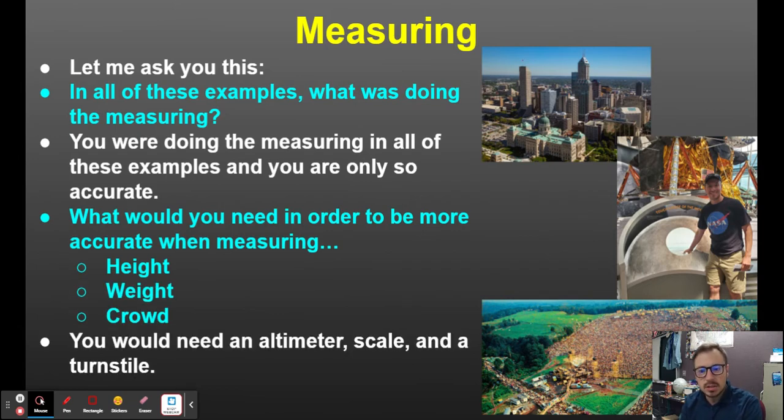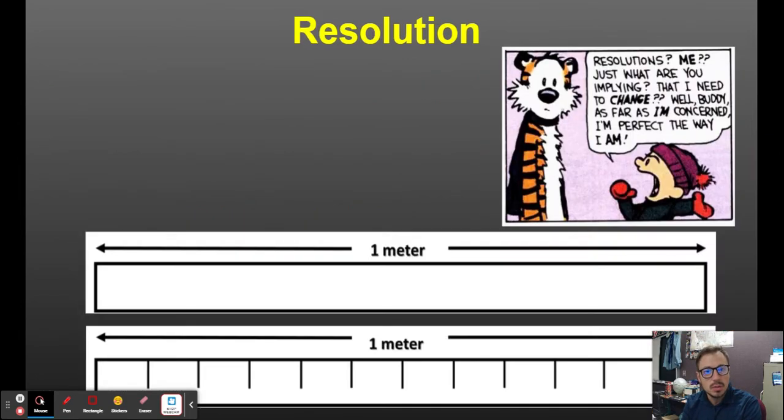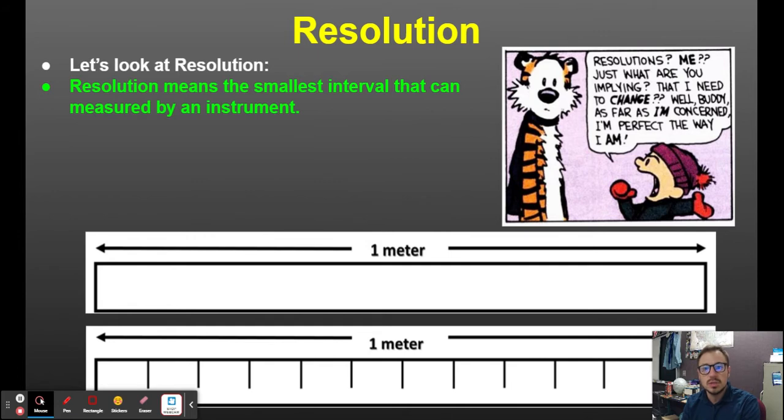Now, in all of these examples, you were doing the measuring, right? So to be more accurate, you would need an altimeter, a scale, and a turnstile, right? They are more accurate than you doing the measuring. And that brings us to resolution, which is the smallest interval that can be measured by an instrument.